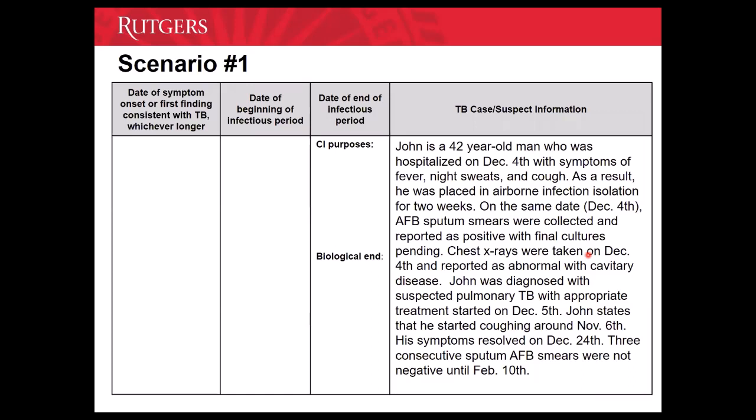We could say that she was put in home isolation. Now, we don't know if she's living alone or living with other people based on the scenario, but we could say May 20th, she was put in home isolation, or we could go back to the old days and count 14 days of treatment, which would be June 3rd. 14 days after treatment, we can consider her possibly non-infectious. The biological end, of course, is easy because that would be 3 negative smears, which was collected on June 21st.